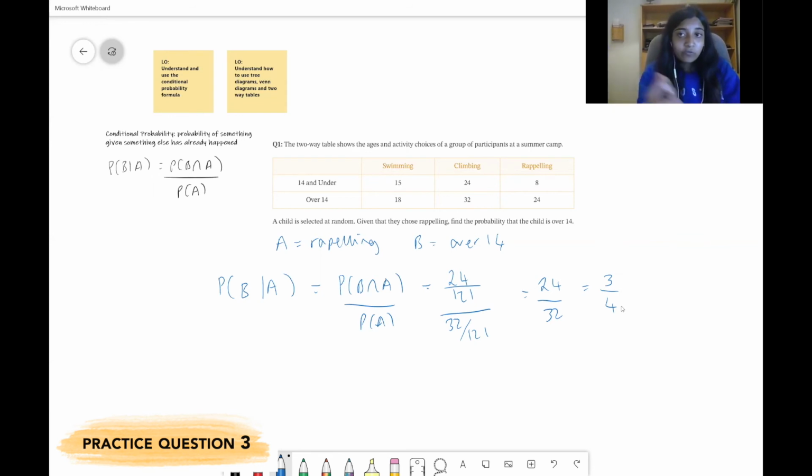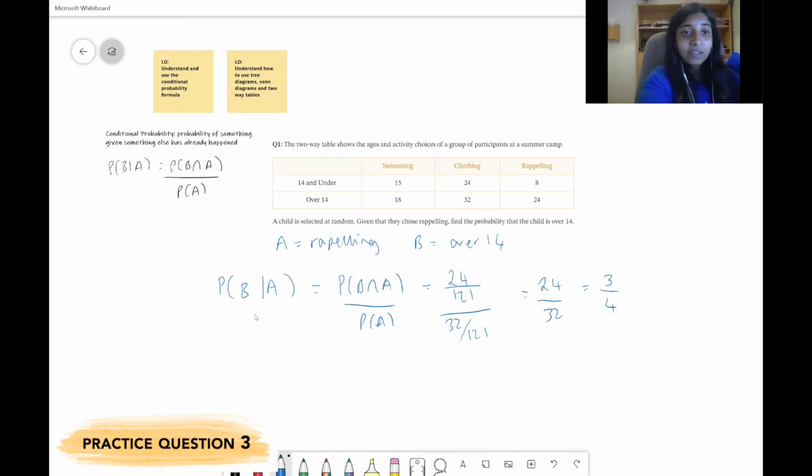So we just want to write it out in conditional probability and just apply a formula. So for your probability of B and A, you'll just be on one column here, so the probability that they're rappelling and they're over 14, so it's just your 24 value here, and then over your probability of rappelling, so that's this whole column here, 8 plus 24, which is 32. So your answer is 24 over 32.